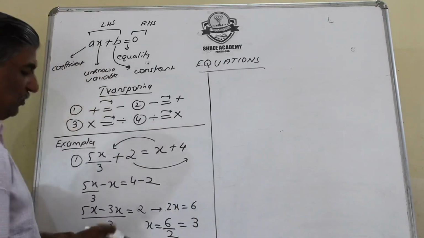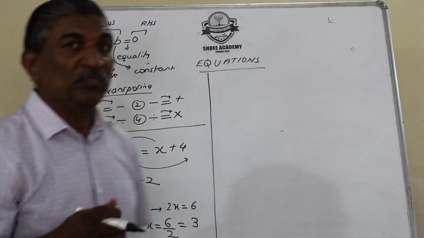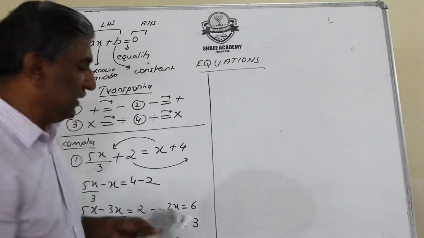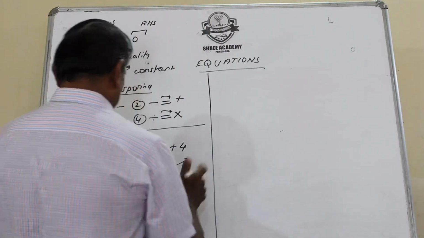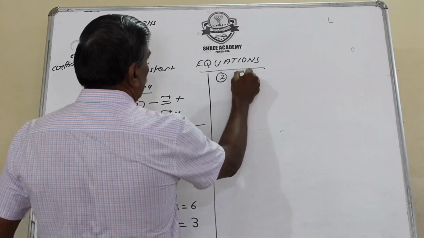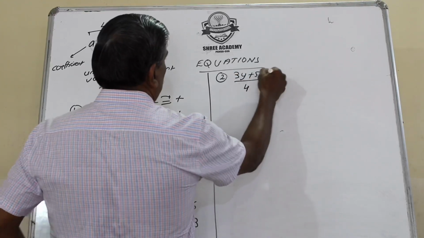So this was the first step. Remember, I am using all the rules of transposing in a correct sequence so that we ultimately get the value of the variable. Now your second example here is 3y + 5/4 = 2.